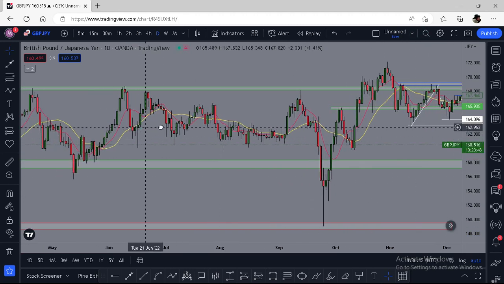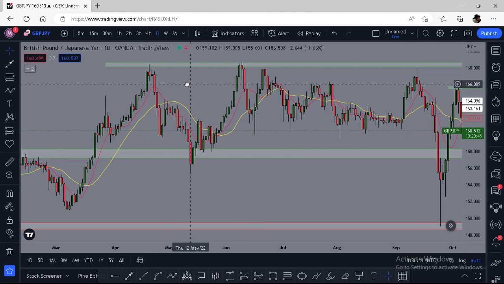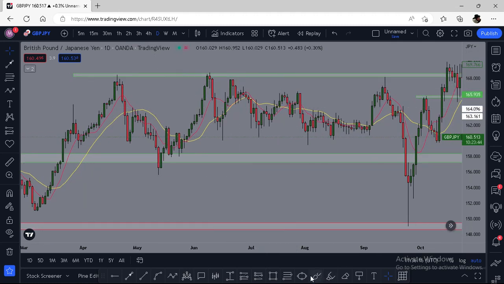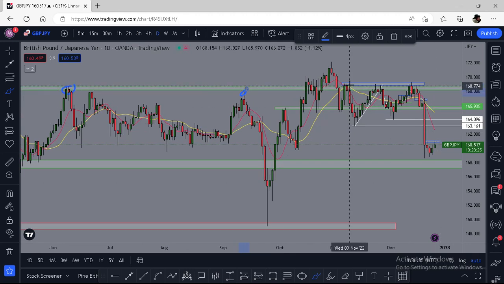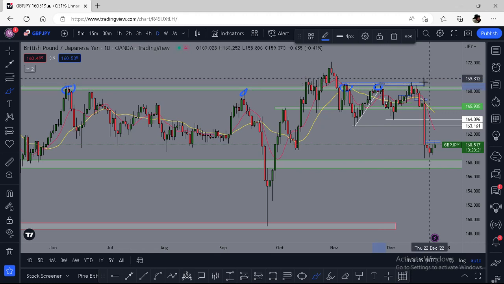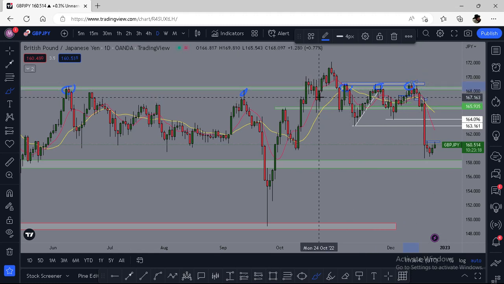As you can see, this was our resistance level. The thing I like with this resistance area is we tested it many times. I won't count that one because that's where we marked it. So this is our first time, second time, third, fourth, then fifth. I won't count this one because it was kind of a fake out.